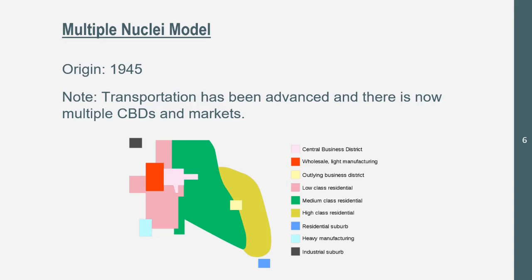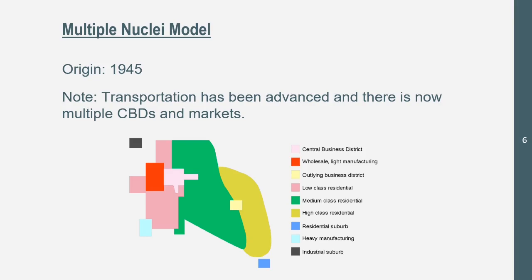Now let's get into the multiple nuclei model. Its origin was 1945, and something to know is that transportation has been advanced, and there are now multiple central business districts and markets. So we still see a central business district. However, it's not the star of the city anymore. It's not in the middle. Sorry, and it's not like a circle anymore. To me, it looks like one of those guns you put on tanks and stuff. That's what it looks like to me.